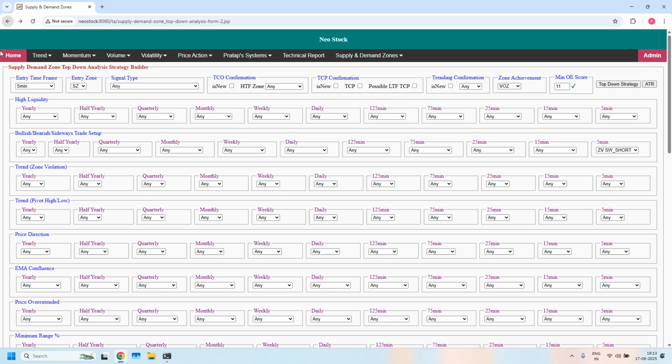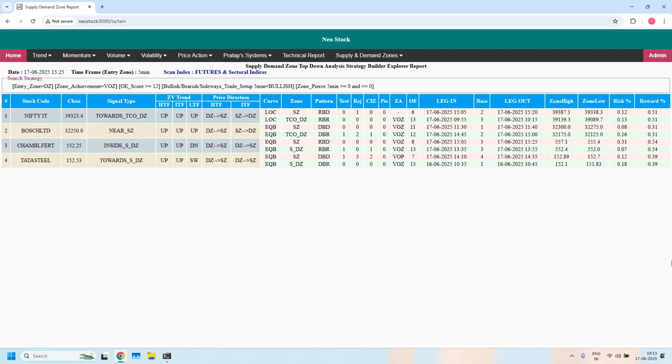Next, bullish trade setup for hourly income trade. The changes are 5 minutes demand zone, bullish, and minimum odd enhanced score 12. Let's filter. We got 4 stocks.